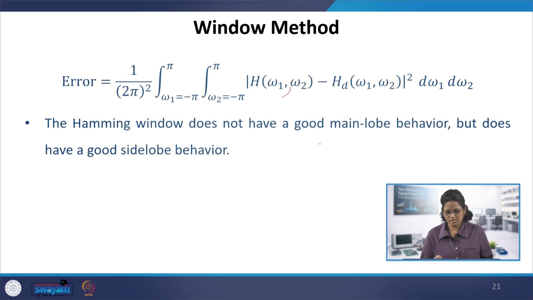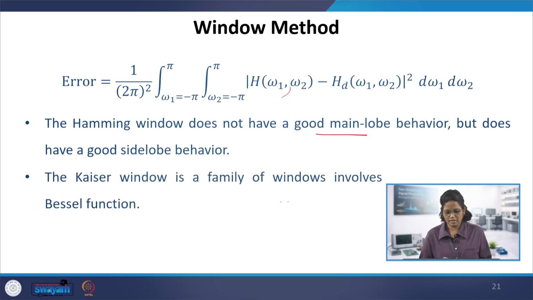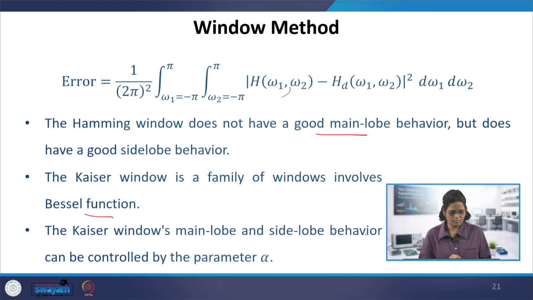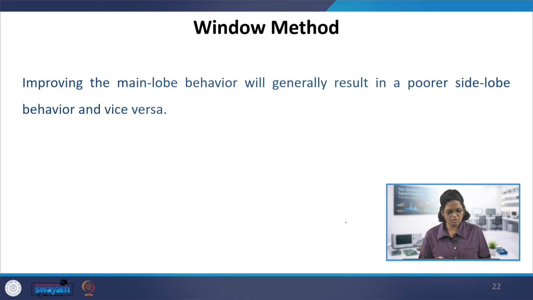The Hamming window doesn't have good main lobe behavior, because its side lobe behavior is improved by the smoothening window. This is a smoothened one. So the side lobes have less amplitude, but the main lobe width increases in the Hamming window. We had seen that. And the Kaiser window, similarly, is a family of windows which involves the Bessel function. It also has main lobe and side lobe behavior which is controlled by alpha. So it is a tunable window; alpha can be fixed to set the main lobe and side lobe behavior. So the Kaiser window is preferable, or the rectangular window, in the case of error reduction. Improving main lobe behavior results in poorer side lobe behavior.